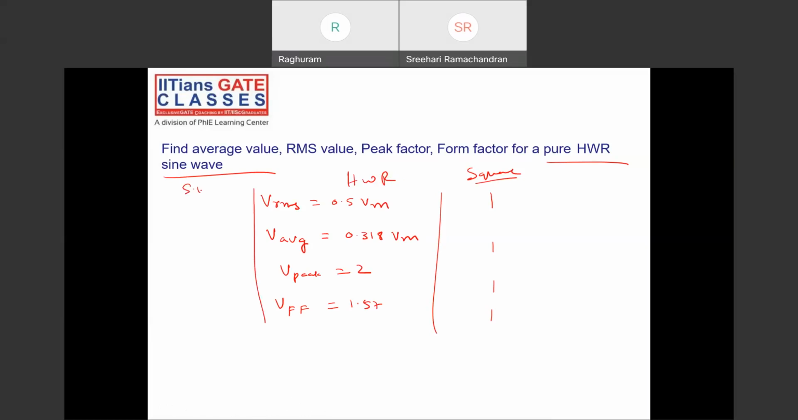And for a pure sine wave, RMS value is 0.707 Vm. Average value is 0.637 Vm. Peak factor is 1.414. Form factor is 1.11. Important. You have to remember these. Sine wave, half wave rectified sine wave, and a square wave. Square wave, all are ones. So form factor shows how the waveform is formed compared to the square wave. Square wave, it's always one.